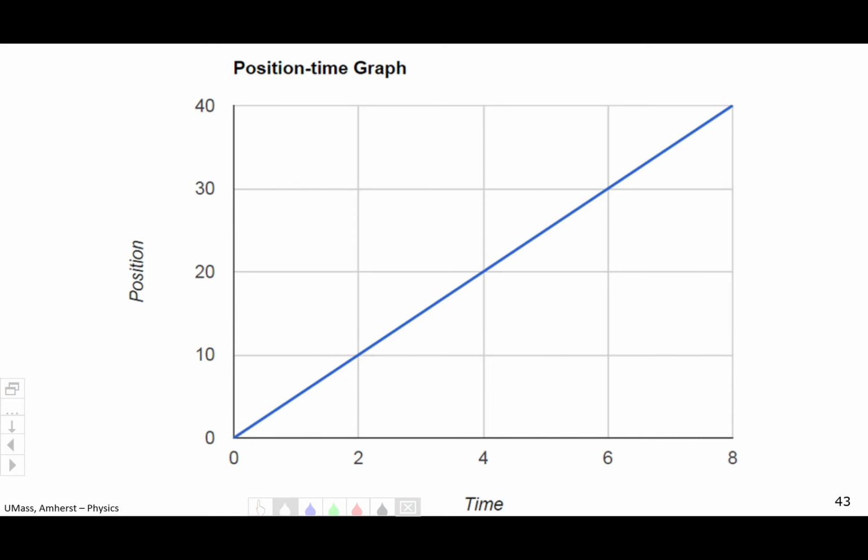So let's say we want to pull some information out of this graph. One thing we could pull out is the velocity of the object. It is a single solid line that is straight, so we know that it is going to have one slope for the entire graph. Let's pick some points here. I'm going to use this point, which is (2, 10), and this point, which is (6, 30).